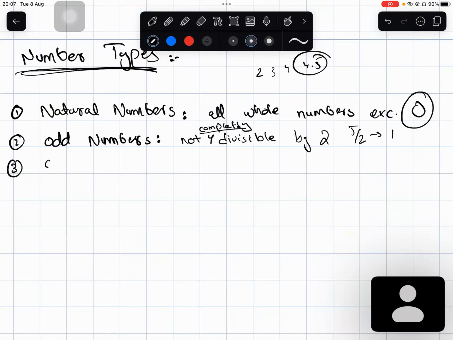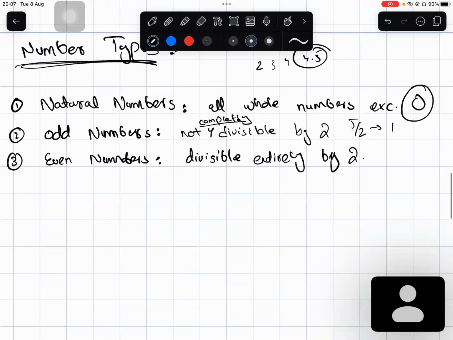Then obviously, you have the opposite of odd numbers, which are even numbers. These numbers are divisible by 2, entirely divisible by 2. Examples could be 6. 6 by 2 gives you the exact answer of 3 with 0 remainder. So that would be an even number.